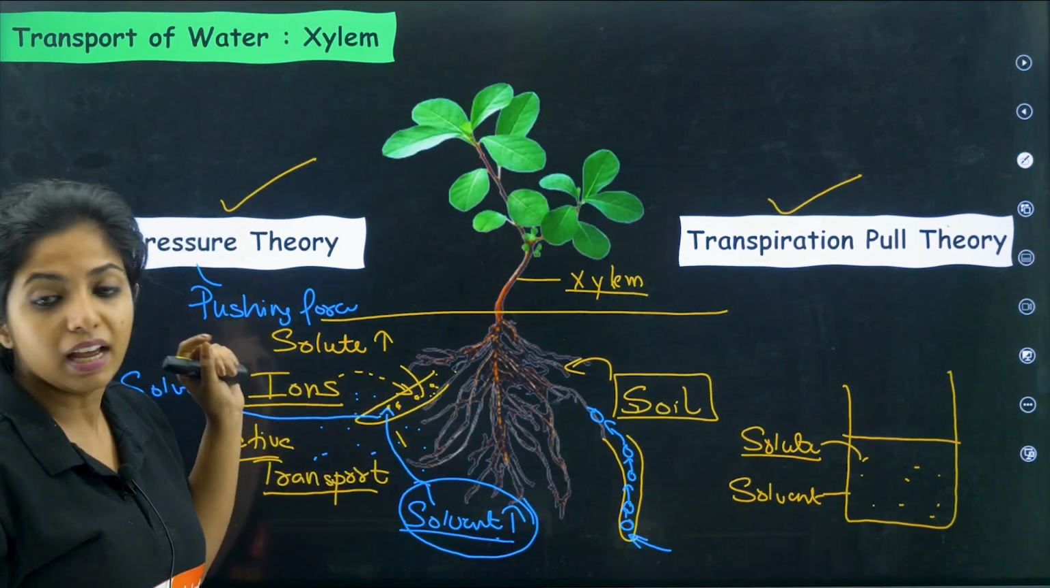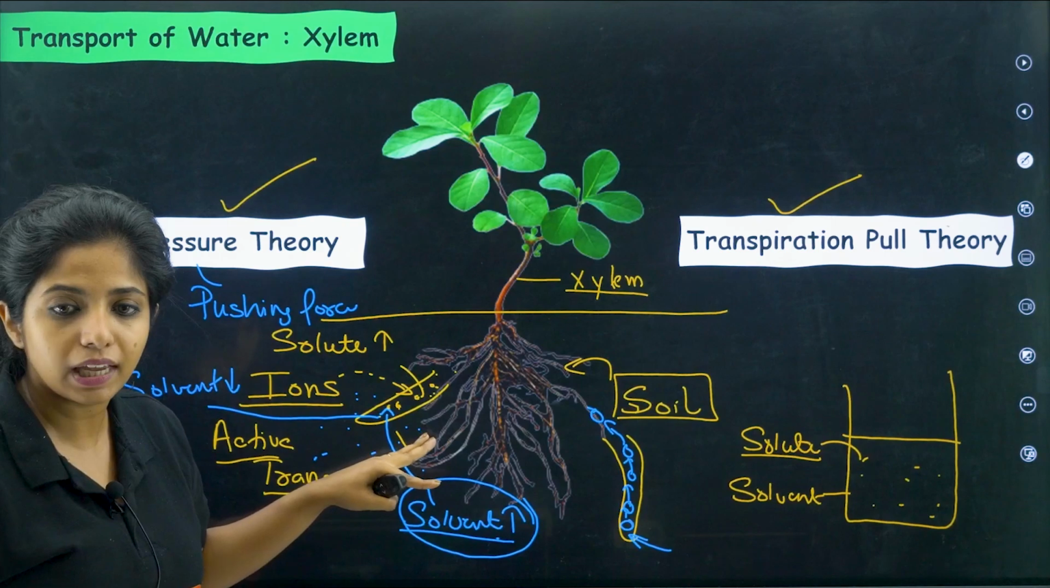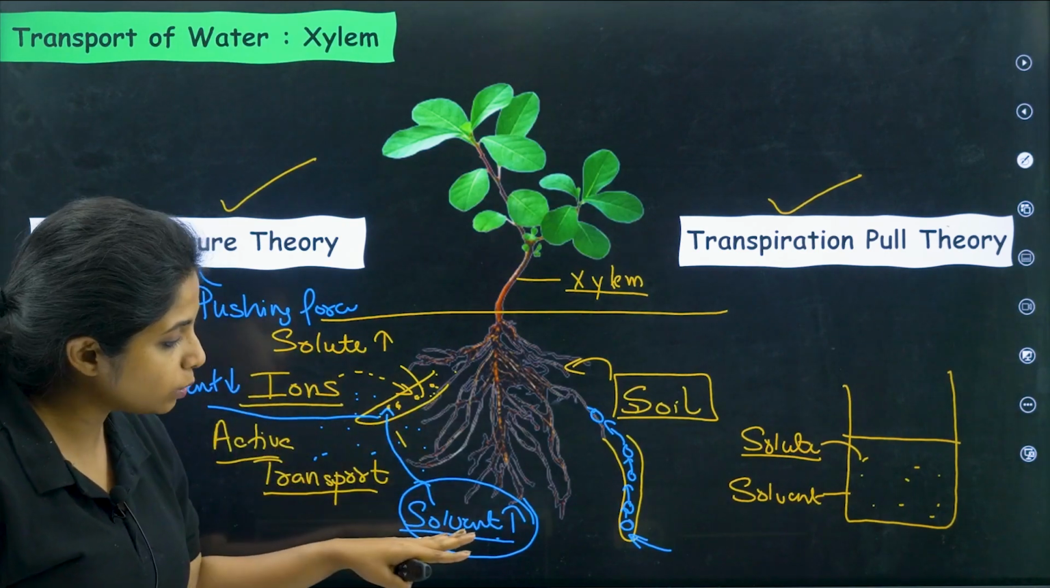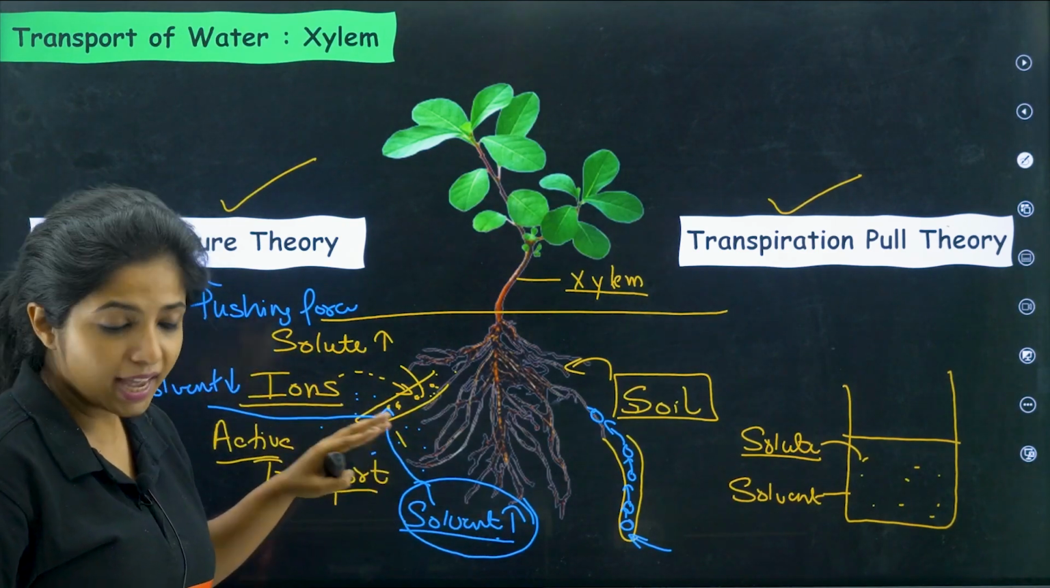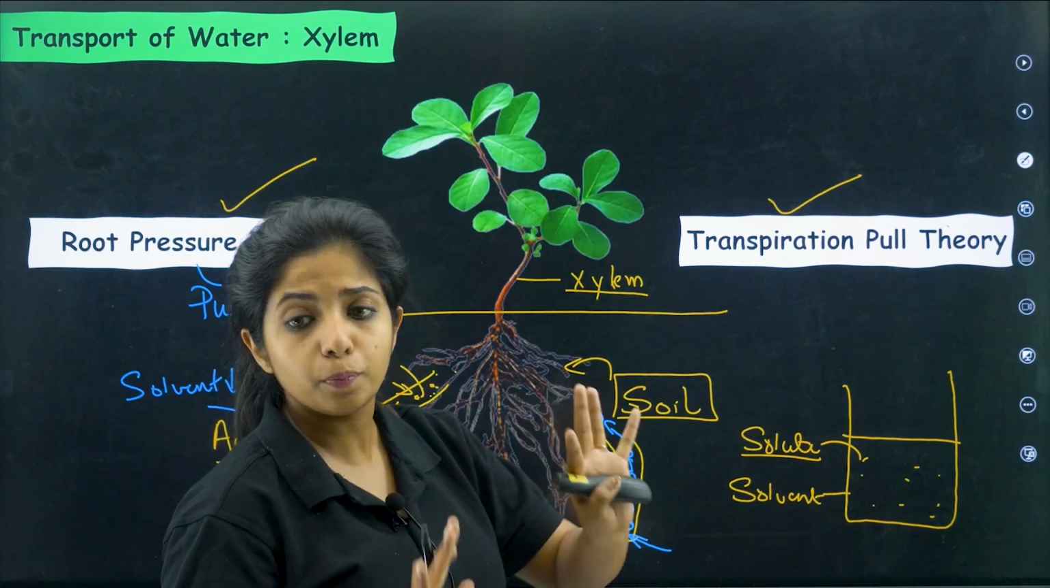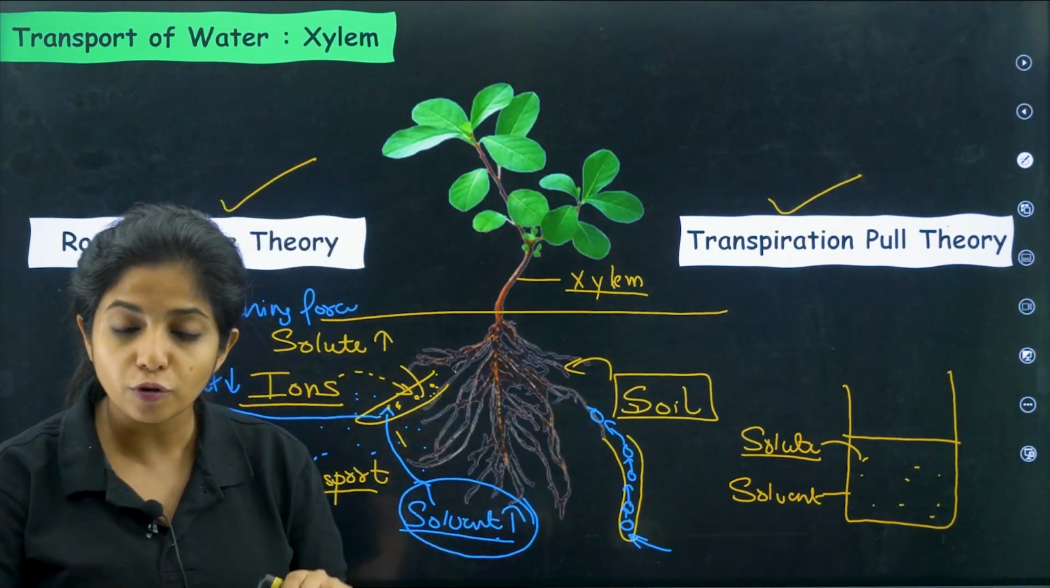Ions get inside and increase the solute concentration there. To balance it, the solvent outside gets inside. And now the water molecules push each other, and this is known as root pressure theory.